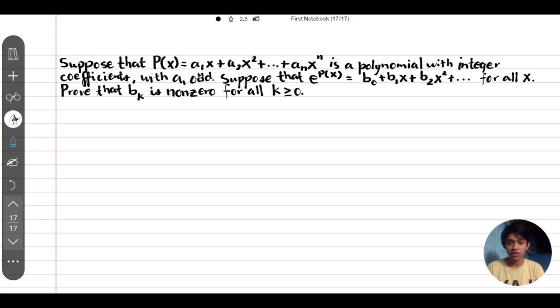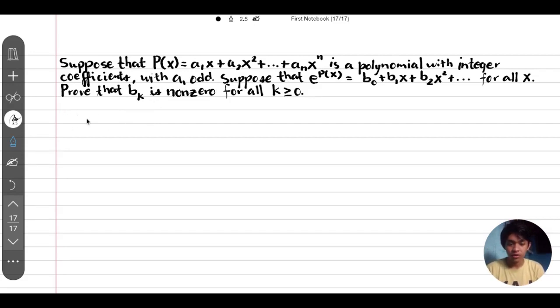Suppose that e raised to p of x is equal to b sub 0 plus b sub 1 x plus b sub 2 x squared plus etc., up to infinity. So this is an infinite series for all x. Prove that b sub k is non-zero for all k greater than or equal to 0.